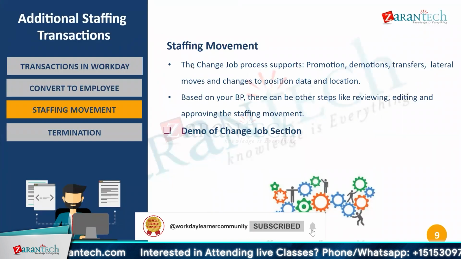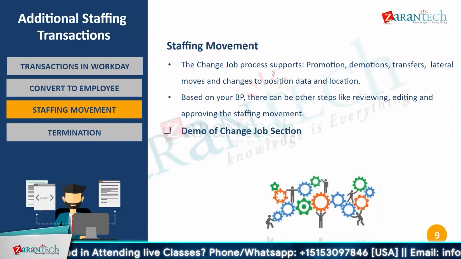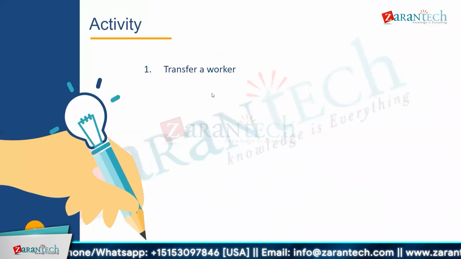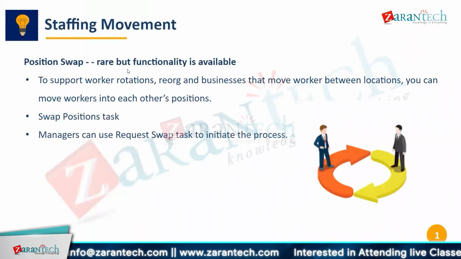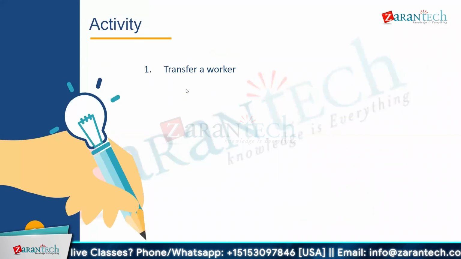Next is what is staffing movement. The job change process supports promotions, demotions, transfers, lateral moves, change positions, dates and location. Based on your business process, there can be other steps like reviewing, editing, and approving the staffing movement. Okay, so let's try to transfer a worker. Position swap, a rare but useful functionality, is available to support worker rotations. In fact, before we go there, let's transfer a worker.